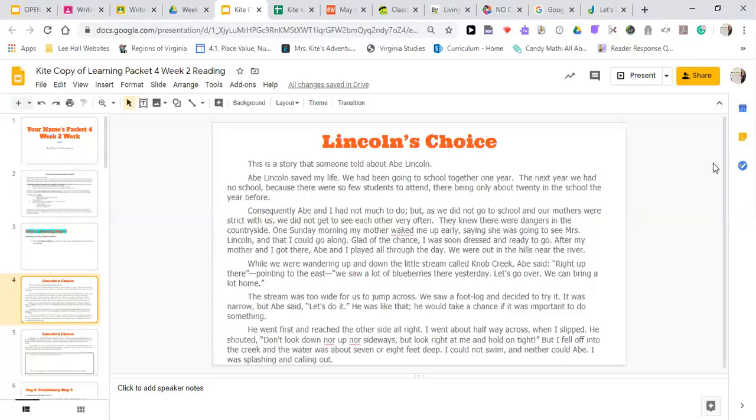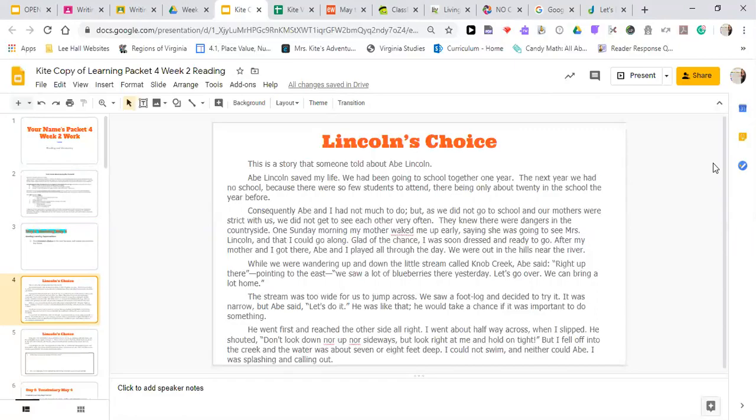After my mother and I got there, Abe and I played all through the day. We were out in the hills near the river. While we were wandering up and down the little stream called Knob Creek, Abe said, "Right up there," pointing to the east, "we saw a lot of blueberries there yesterday. Let's go over. We can bring a lot home." The stream was too wide for us to jump across. We saw a foot log and decided to try it. It was narrow, but Abe said, "Let's do it." He was like that. He would take a chance if it was important to do something. He went first and reached the other side all right. I went about halfway across when I slipped. He shouted, "Don't look down nor up nor sideways, but look right at me and hold on tight."